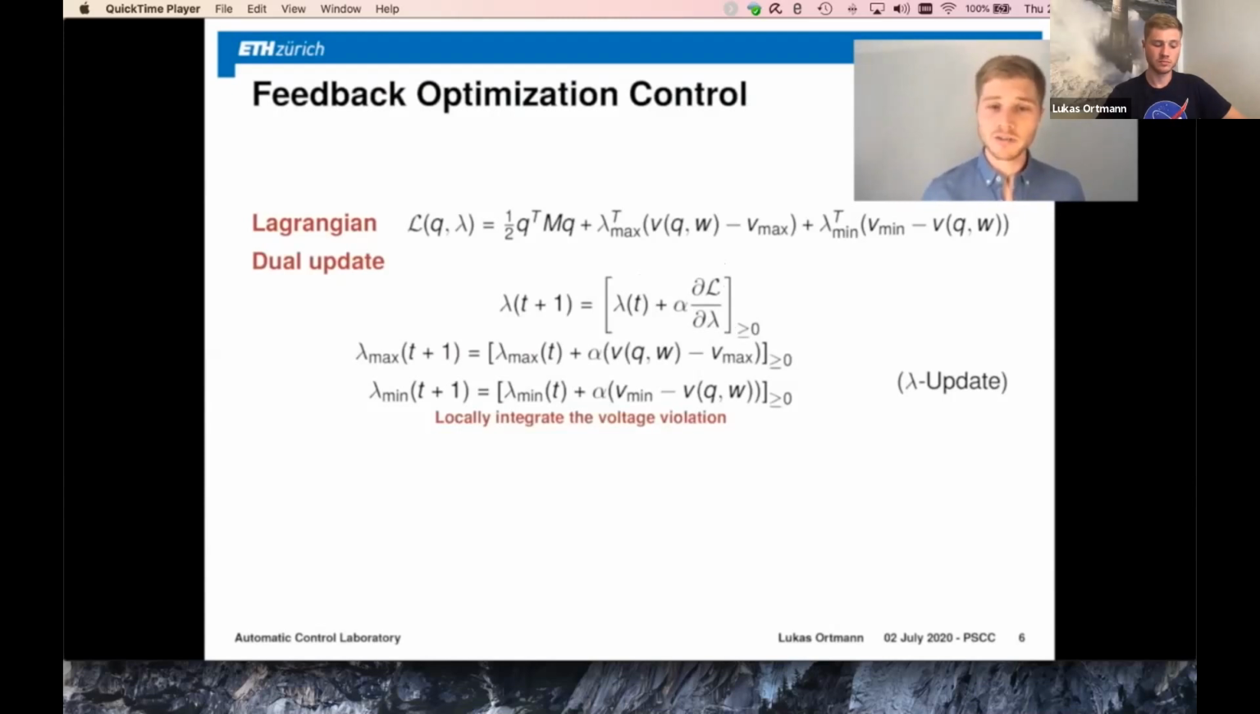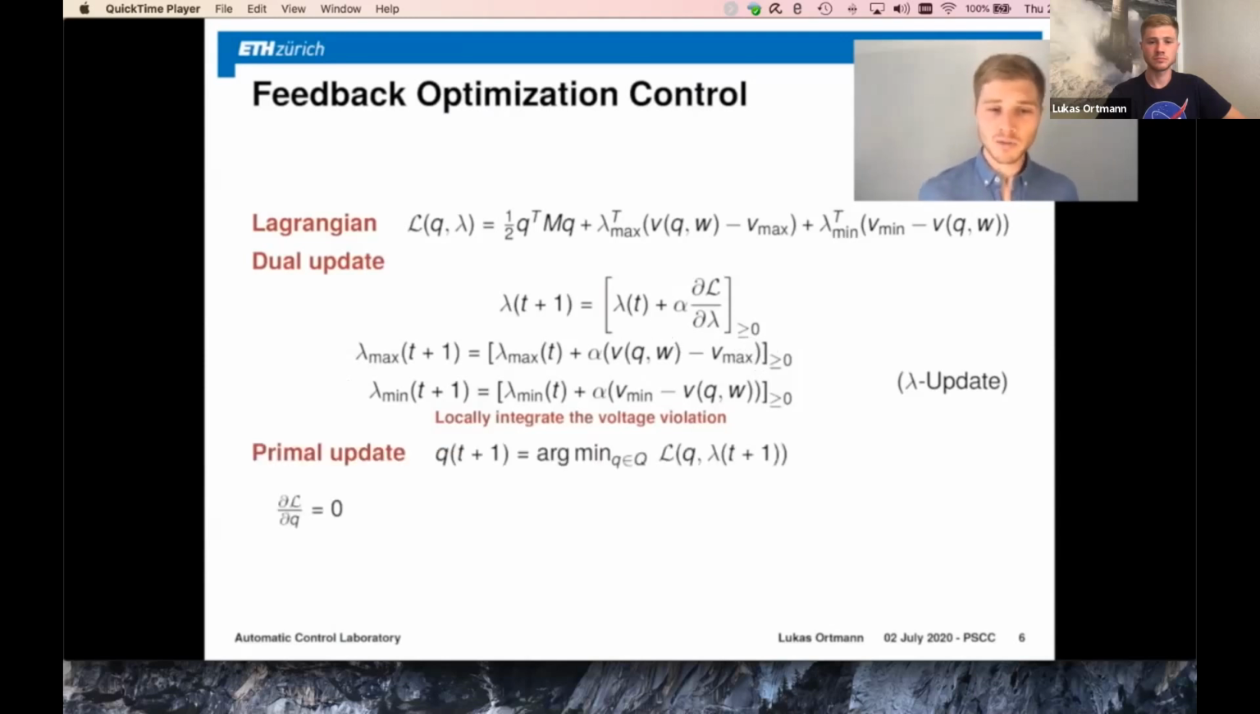And then if we actually take this partial derivative of the Lagrangian with respect to lambda, we get the two equations with which we update our lambda min and lambda max. And what we're actually doing here is we're only locally integrating the voltage violation, because we get that lambda at the next time step is the old lambda plus this step size alpha times the voltage violation. So for the lambda max, we take a look at the current voltage at this inverter, we subtract the maximum voltage that is allowed, and if this is positive together with this projection operator, then we start integrating this. And this is the lambda update.